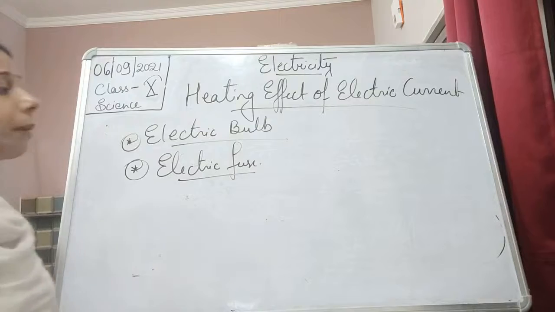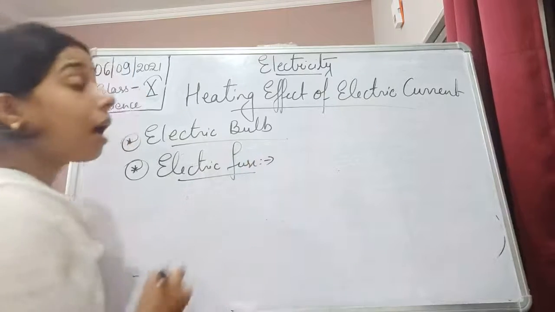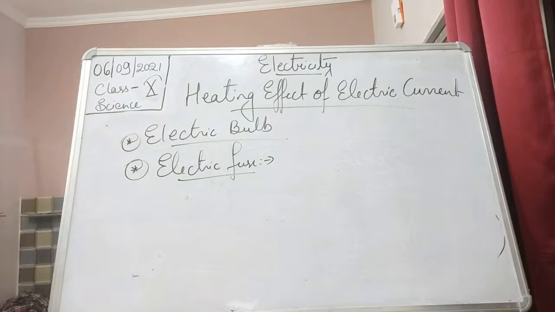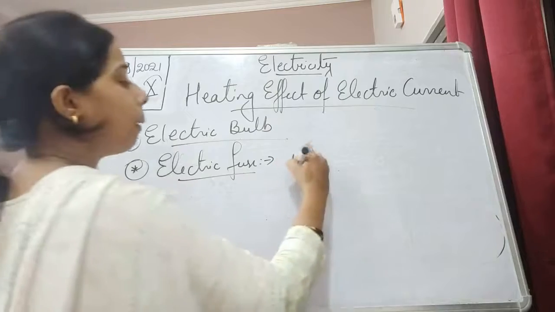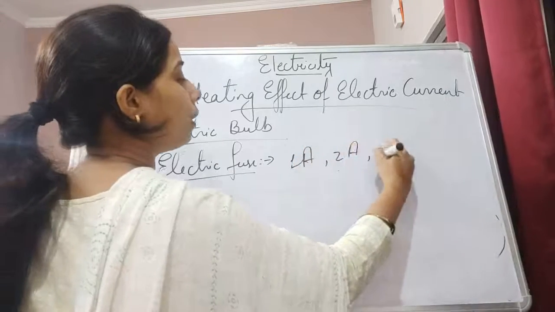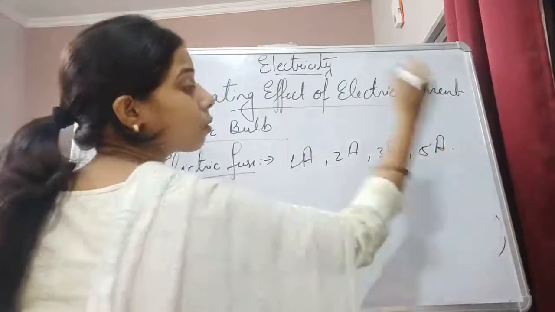There are different types of electric fuse present, students, and they can be rated as 1 ampere, 2 ampere, 3 ampere, or even 5 ampere.